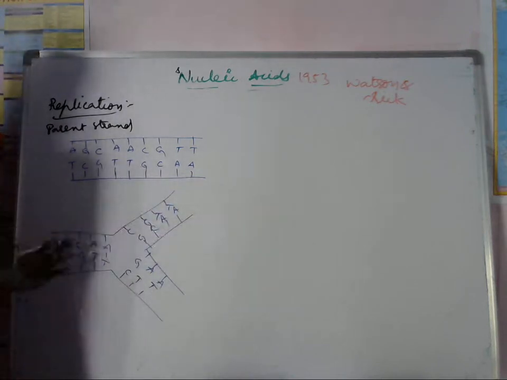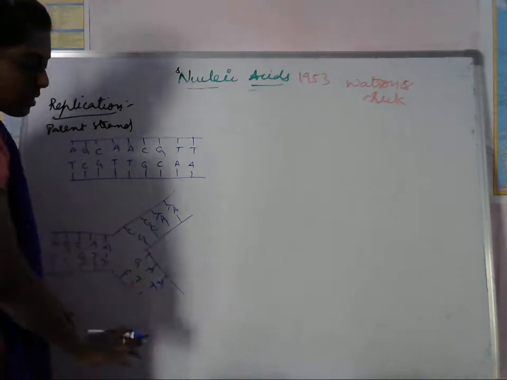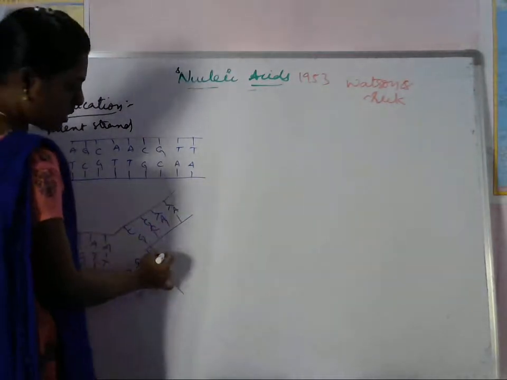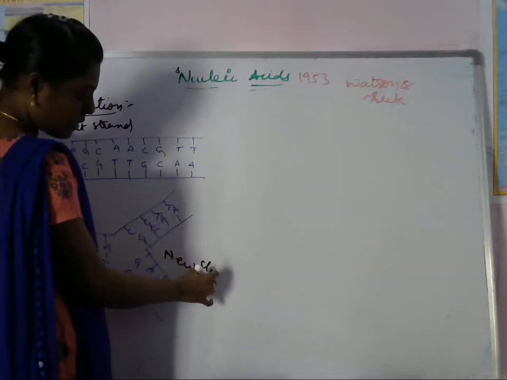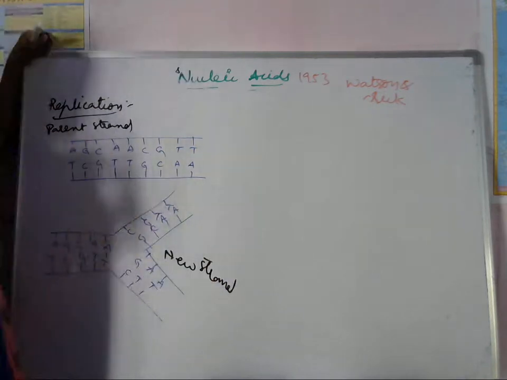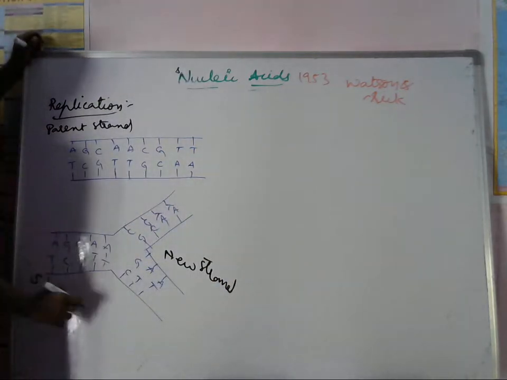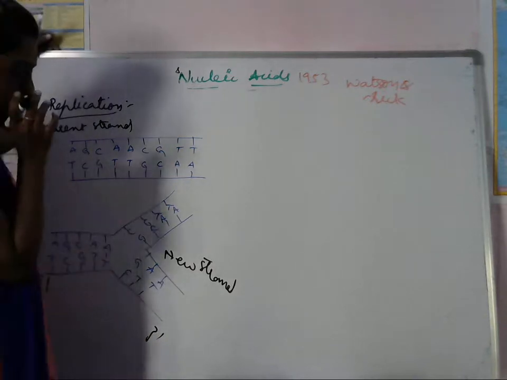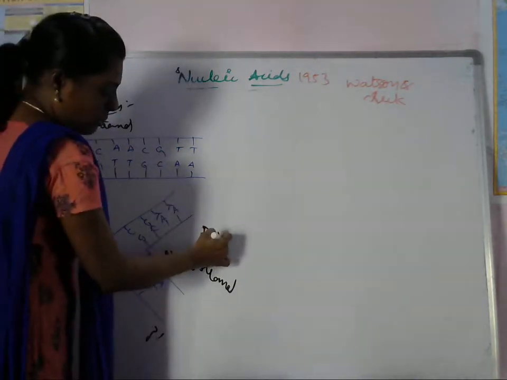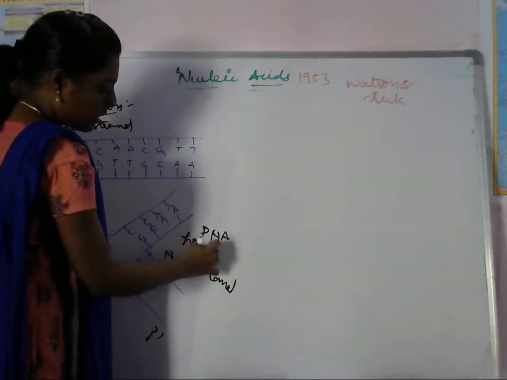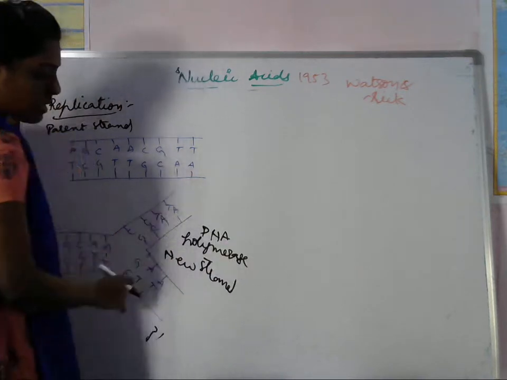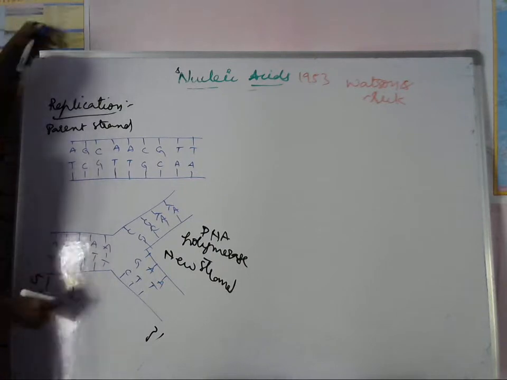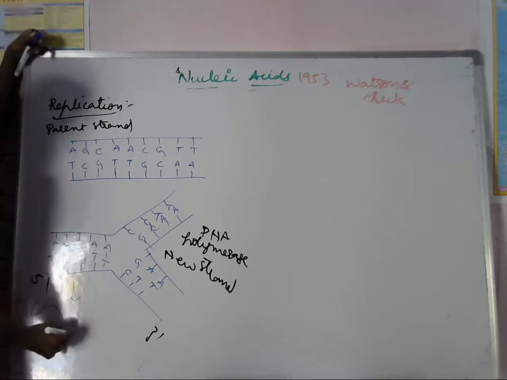So one strand will give two strands. This is called the new strand. This is called the new strand. This is 5 prime to 3 prime. Like this it will give this. This is the DNA polymerase enzyme, which helps in DNA synthesis. If you see this, we'll get the double helix. We'll get the double helix.